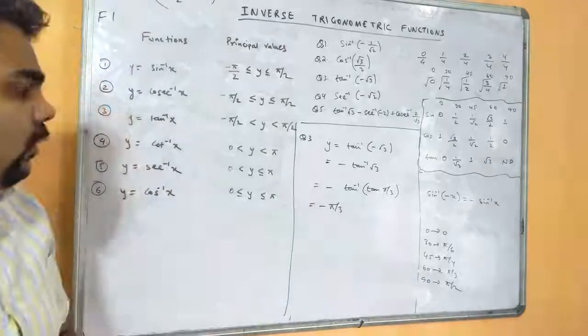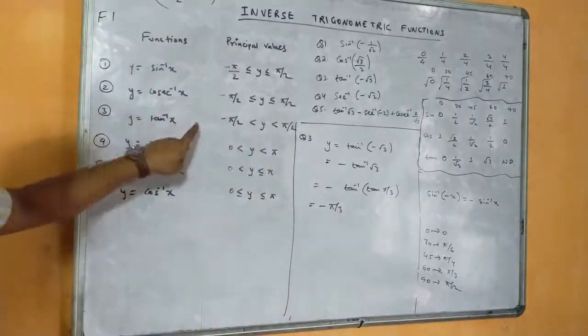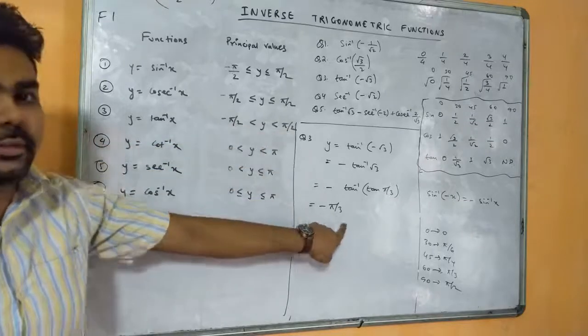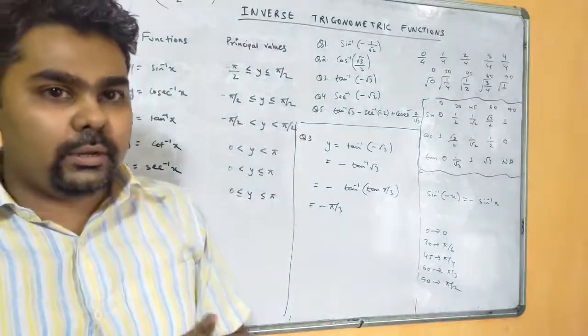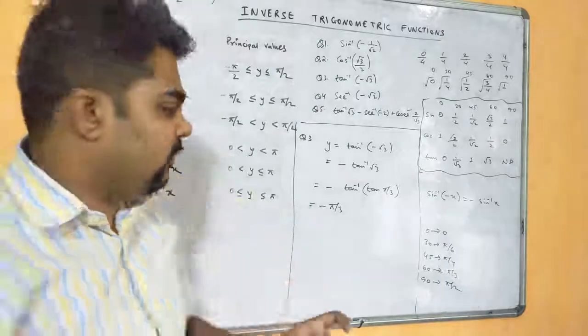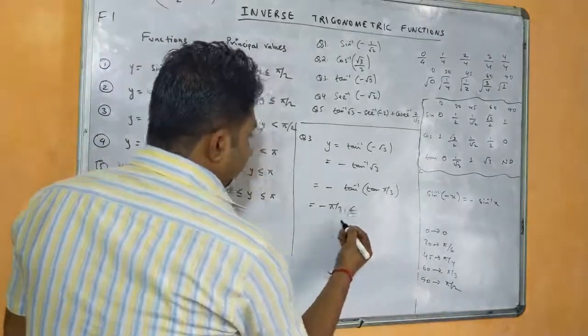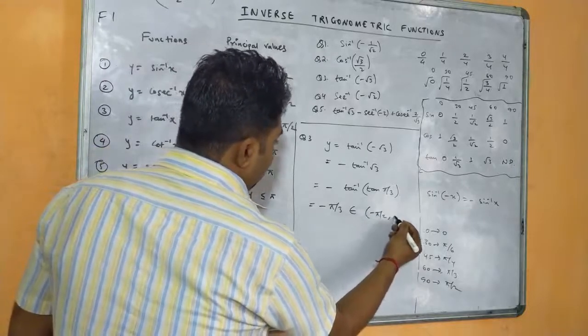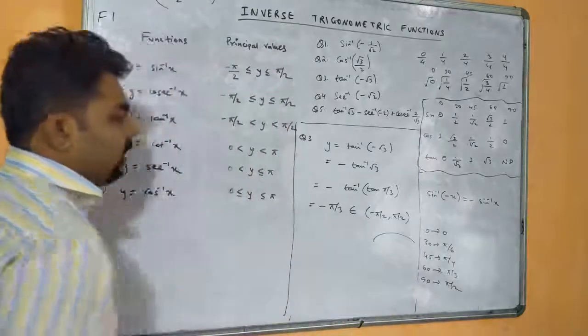So the principal value of tan should lie between minus 90 to plus 90. We got here minus 60. So minus 60 is lying between minus 90 to plus 90, right? So this is our required answer. So minus pi by 3, which belongs to minus pi by 2 to pi by 2. Okay, so this is our required answer.